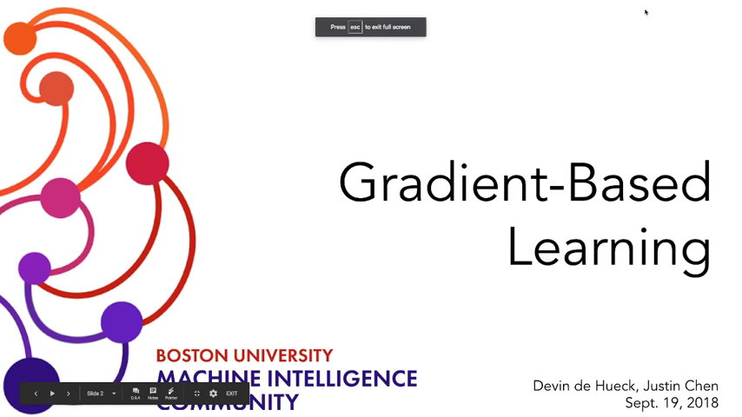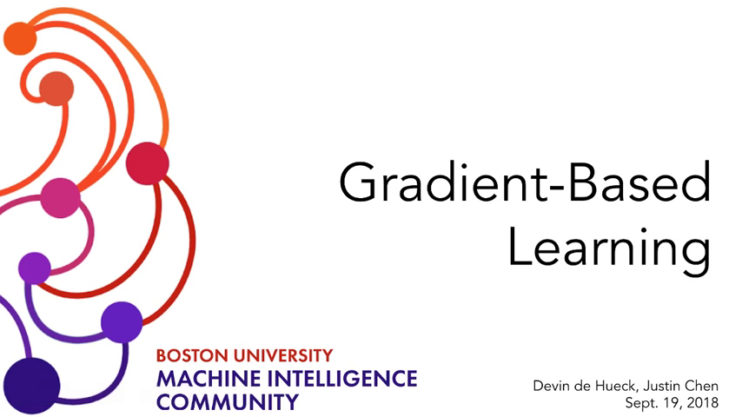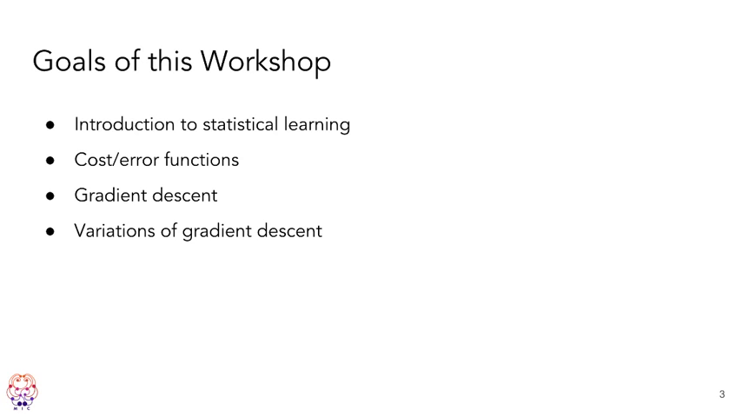So, back to gradient-based learning. Basically, right now you should have a high-level overview of what machine learning is, if you haven't started coming into these workshops with any prior knowledge. The goal of this workshop is to introduce the idea of what statistical learning is. If you don't know what learning is in the context of computer science or math, how do you have an equation that learns? What does that actually mean?